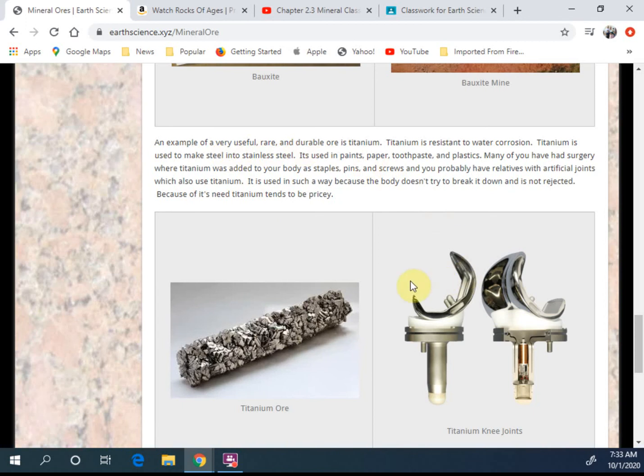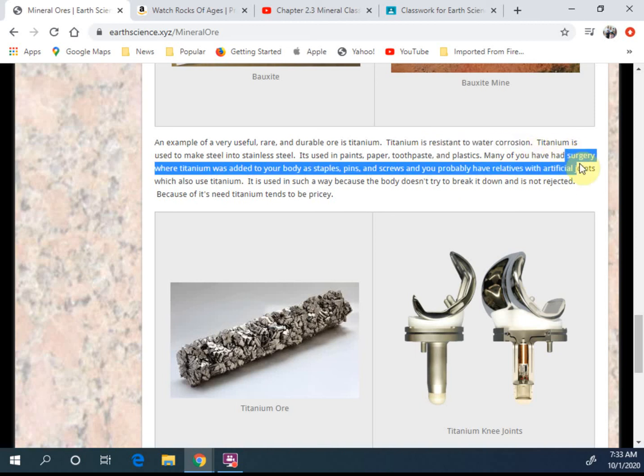And another example would be titanium. Titanium is an extremely valuable ore. Why? Because it's resistant to water, it's durable, it's rare, very useful, extremely useful. So it's what makes stainless steel, or steel, stainless steel, because it doesn't rust, hence resistant to water erosion. We use these in surgeries because you wouldn't want to put a metal in your body if it was going to rust.